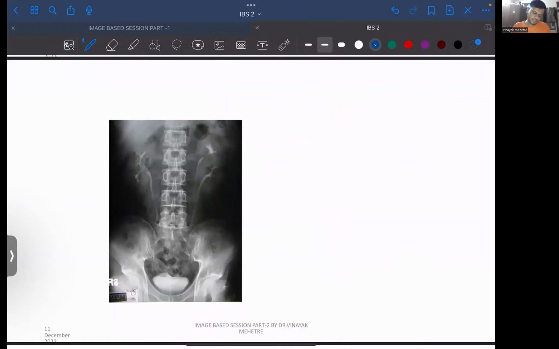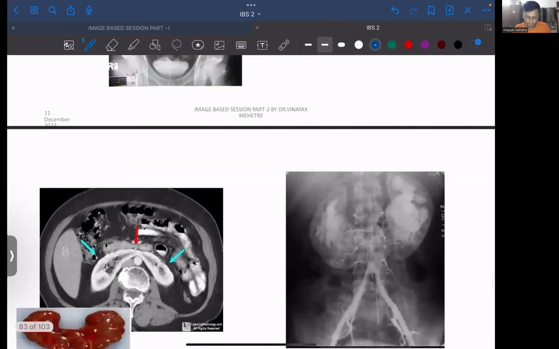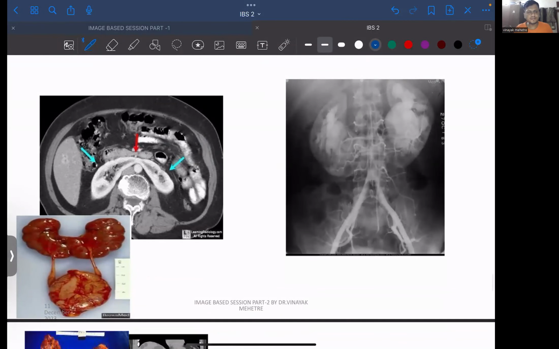Take a look over here. It is one ureter, but now we have two ureters. So what will we call this? One ureter is extra. It is called an ectopic ureter. Examiner's favorite. What will we call it?